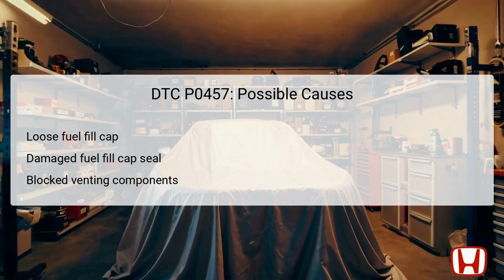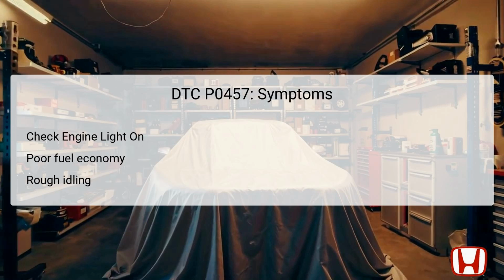Identifying these issues early ensures that other related components do not incur further damage. Several symptoms accompany the DTC P0457, primarily indicated by the illumination of the check engine light (CEL) on the dashboard. This warning signals that there's an issue that requires attention.